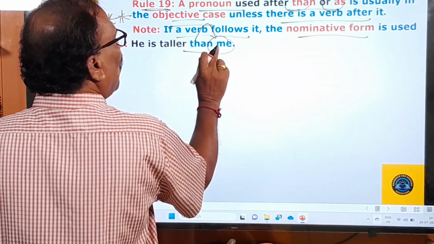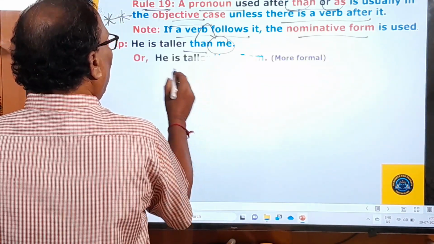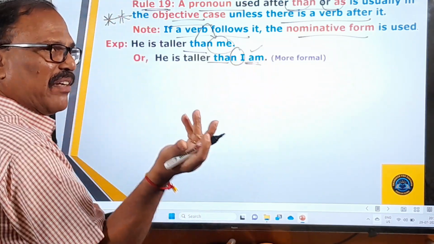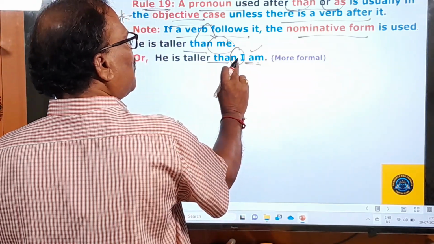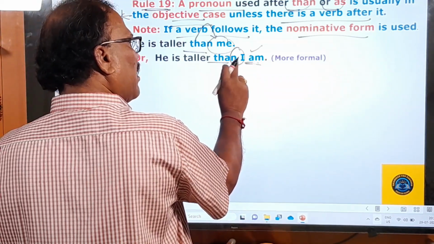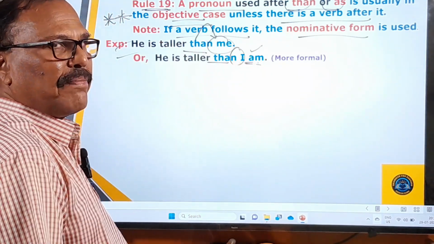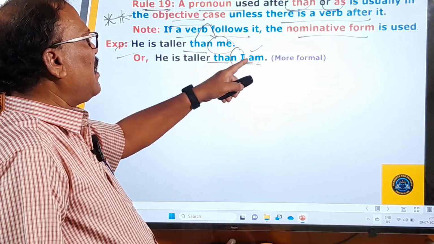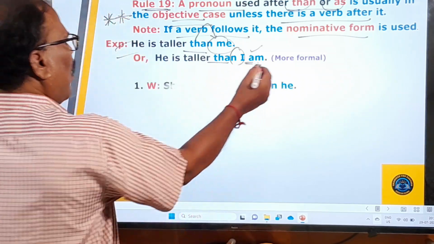After than, objective case is used. If there is a verb, then you can say I. He is taller than I, because am is a verb, helping verb or verb, whatever it is. If there is a verb, you must use the subjective case pronoun. If there is no verb, then objective case pronoun. Please watch these two things. After than, objective case must be there. If there is a verb, you must use only the subjective case pronoun. It's more formal, whatever it is.